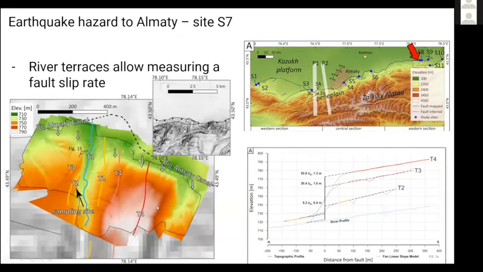So again, we took our drone and produced a high resolution elevation model. Here you see the outlines of the drone DEM, and here you see the drone data. And then we measured the offset of the terraces. The biggest and highest terrace, T4, is offset by 50 meters actually, and T2 is still offset by about 10 meters. And T2 is also where we could date the terraces and get an age.